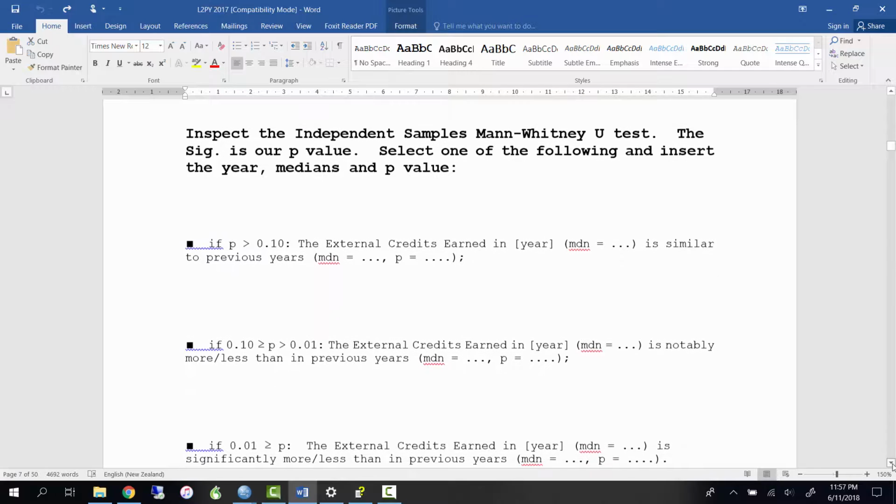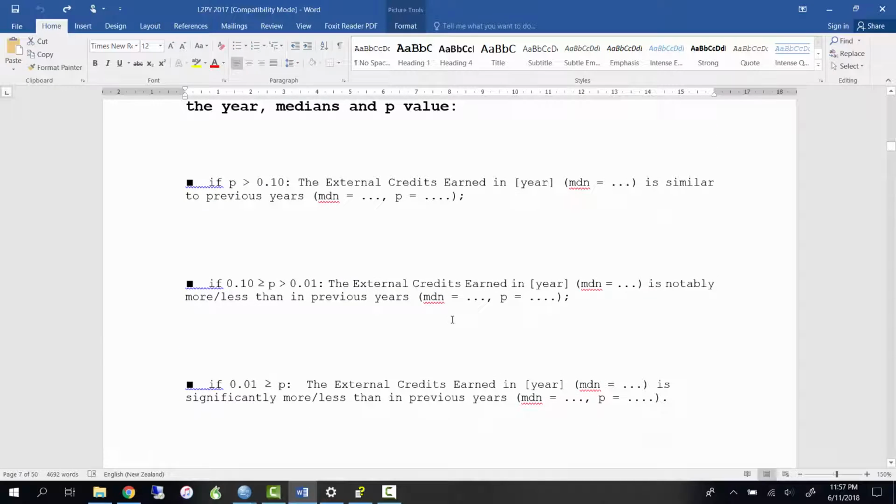So you get your three options, and in this case, if the p-value, the probability, is greater than 0.10, you would say it was similar, but that's not the case. In this case, the p-value is less than 0.10 all the way down to 0.01. It falls into that range. So this is the one we choose.